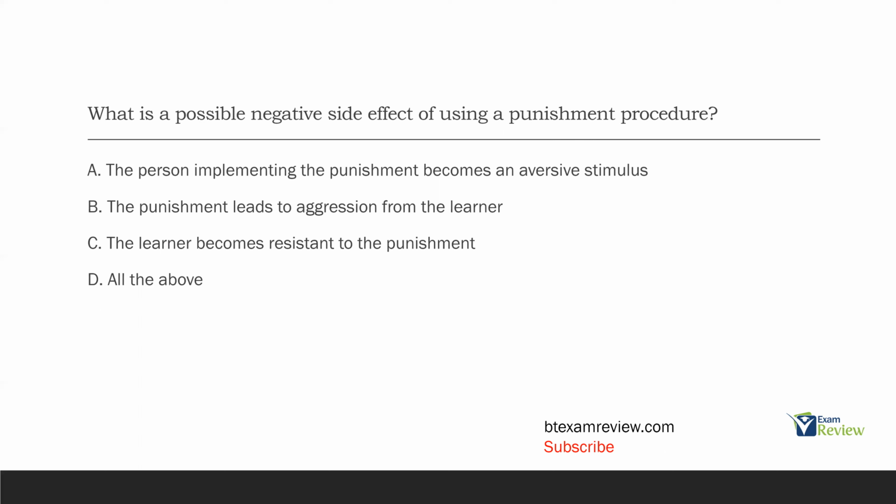B, the punishment leads to aggression from the learner. Punishment-induced aggression is a real thing. It is a definite negative side effect. And then C, the learner becomes resistant to the punishment. This also can happen. Just like people can satiate on reinforcement, if you punish over and over again, people eventually become resistant to it. So, what are possible negative side effects? Well, the person implementing it becomes aversive, the punishment leads to aggression, punishment-induced aggression, and the learner becomes resistant to punishment. So the answer is D, all the above.